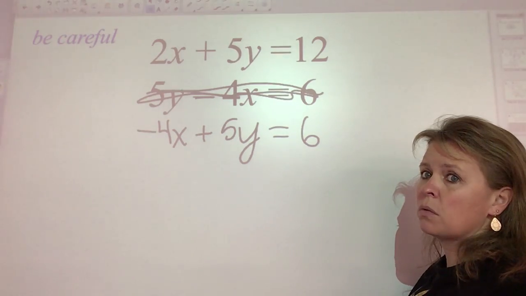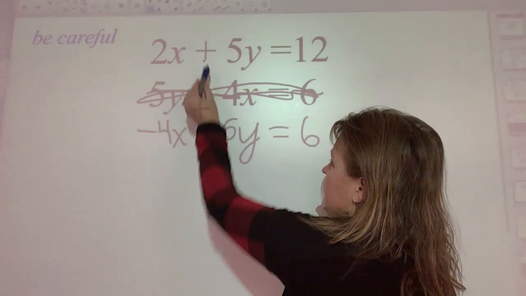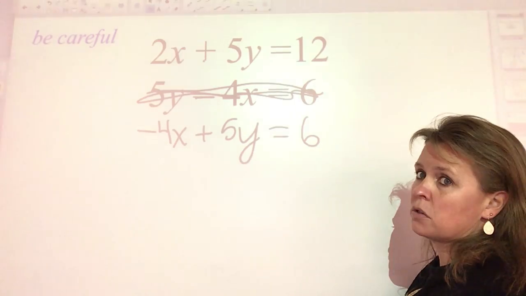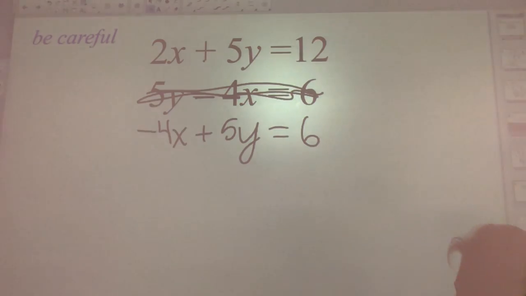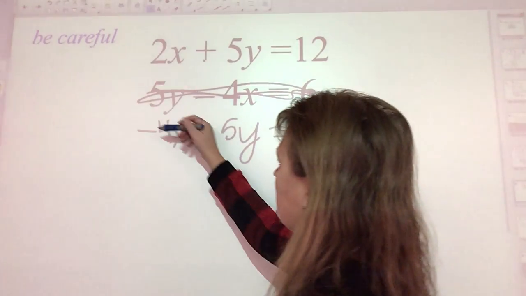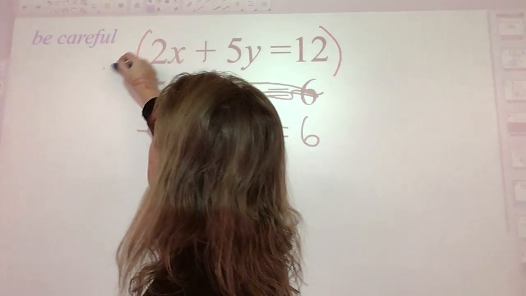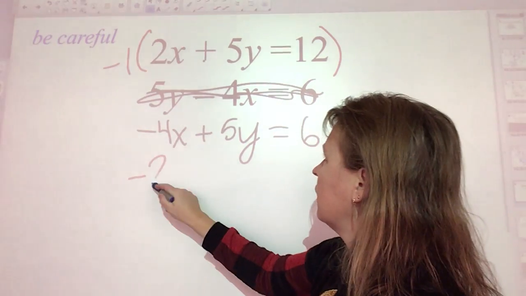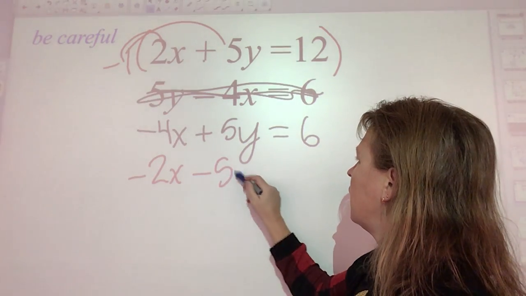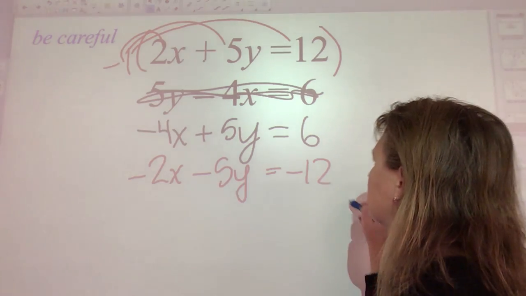You're going to want to try to add down, but you don't want to add down yet because you have a plus and a plus. Change your signs. Multiply the whole equation by negative 1. Doesn't matter which one you do. Negative 2x minus 5y equals negative 12.